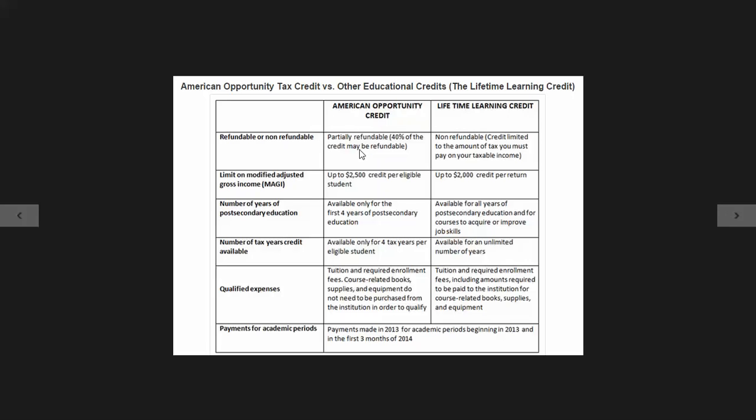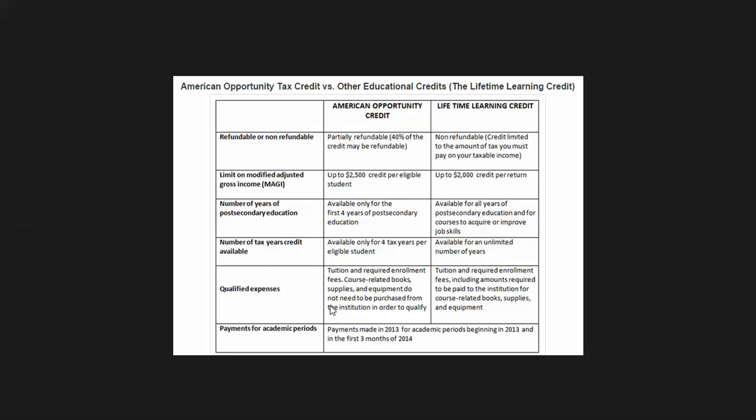So this can actually increase your refund if you do qualify, as opposed to the lifetime learning credit will go against your liability, reduce your taxes but not get you additional money back. So if you don't owe anything, it's probably not going to help you out. The lifetime learning credit is a little bit more flexible in terms of how long you have to be enrolled. You only need to take one class during the year, as opposed to the American Opportunity Credit has specifics as far as the number of courses that you need to take during that school year.